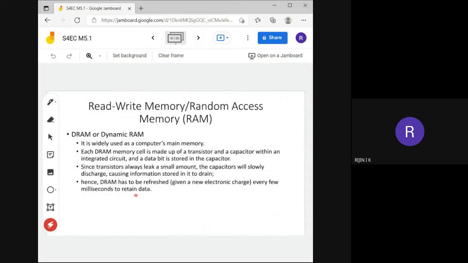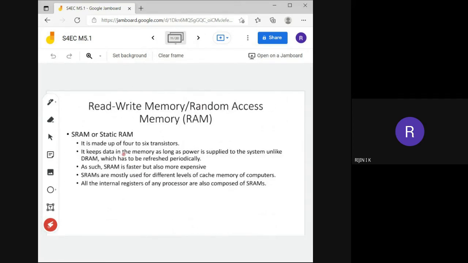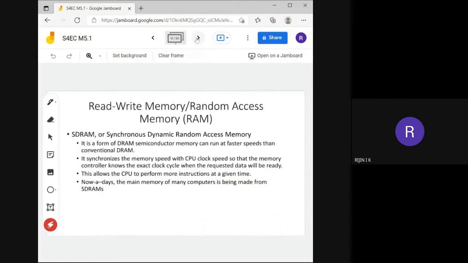In the case of DRAM, we have to refresh it periodically. In the case of static RAM, it has 4-6 transistors, but compared to DRAM it is fast but expensive. The cache memories and internal registers are made up of these static RAMs. Then next one is SDRAM, synchronous dynamic random access memory. It synchronizes the memory speed with the CPU clock speed so that the memory controller knows the exact clock cycle when the requested data will be ready. The main memories of computers being designed now use SDRAM. This is the main classification of primary memory.